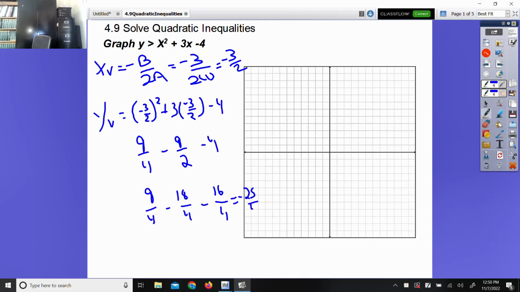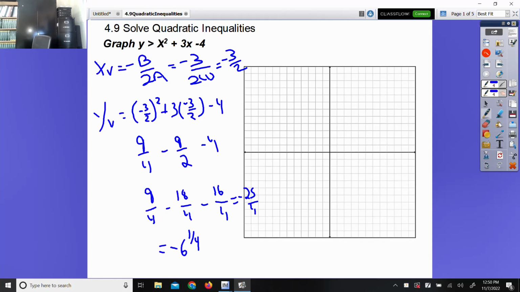Normally I don't do this, but we are graphing. What does that look like as a mixed number? How many times does 4 go into 25? 6, with a remainder of 1. Negative 6 1/4. That makes a little more sense. Negative 3 halves would be negative 1 1/2. So back one and a half, down 6 1/4.